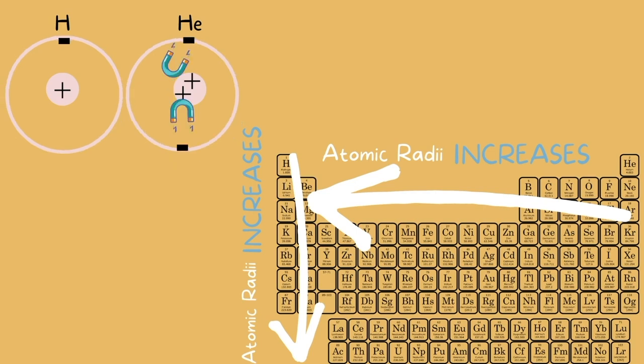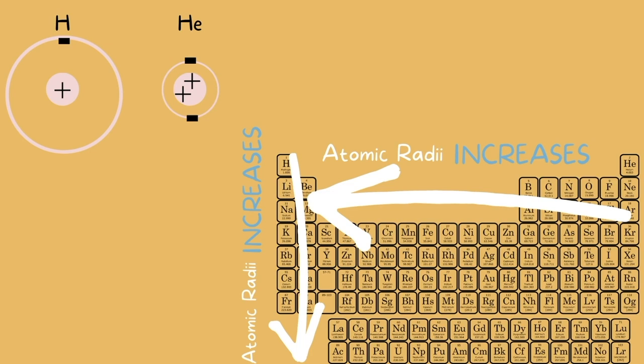So the more protons, the more magnetic power that pulls these electrons towards the nucleus. This creates a more compact and smaller atom versus a hydrogen atom that only has one proton, which will have less of a pull on the electron.